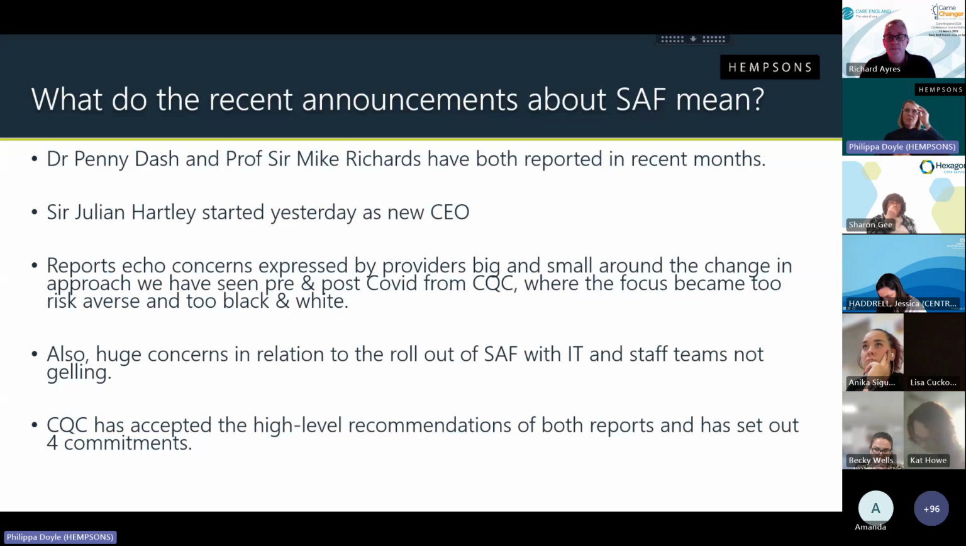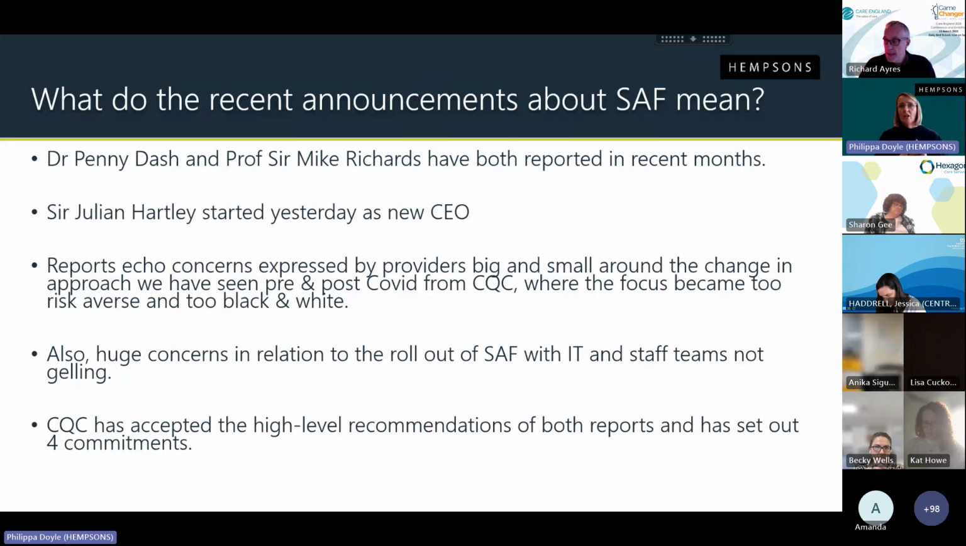The reports that we saw from Dr. Dash and Professor Mike Richards very much echo the concerns that providers big and small have been talking about for some time now, not just since COVID, but also pre-COVID as well, where we've seen a very definitive shift and the focus has been very risk averse, very much going into a service looking for bad rather than looking for good. And it's been very black and white. It's been a very police type approach of you're either compliant or you're not compliant, without any of the grayer or the softer analysis in between or issues around proportionality.